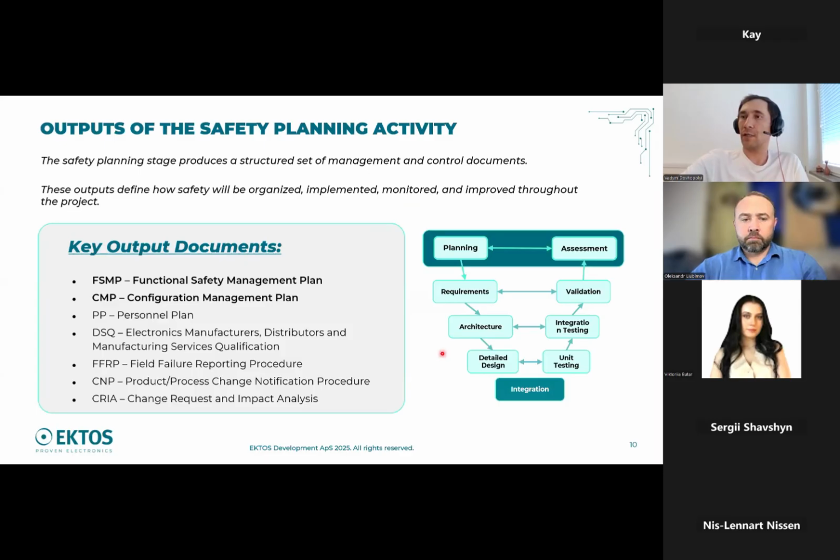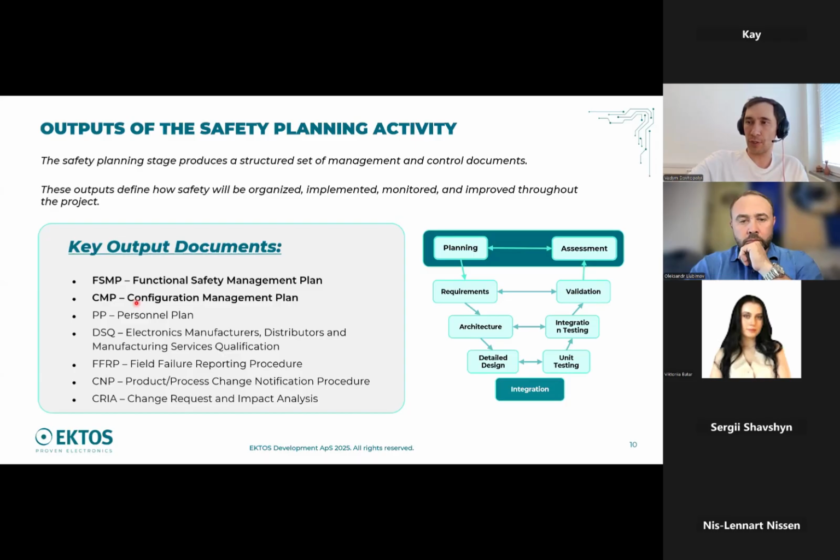Okay, let's look in a little more detail at the first stage, the planning stage. The functional safety management plan and the configuration management plan are the start point documents. In addition to these documents, you also need to create a personnel plan, and a procedure for how you evaluate your suppliers and distributors, to be sure that the quality of input goods for your product is okay.